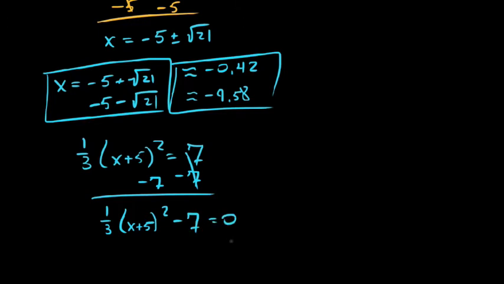So really what we're saying here is y equals all of this in vertex form, and this is really like saying y is 0. So when y is 0, what we found out was this: when y is 0, we get x values of negative 0.42 and negative 9.58.